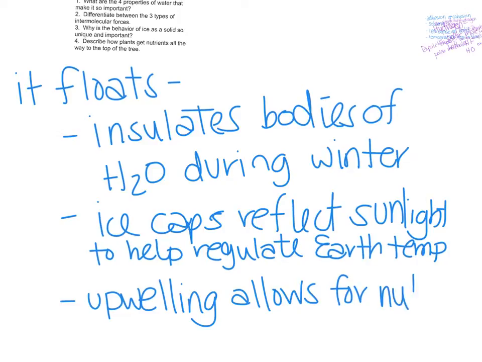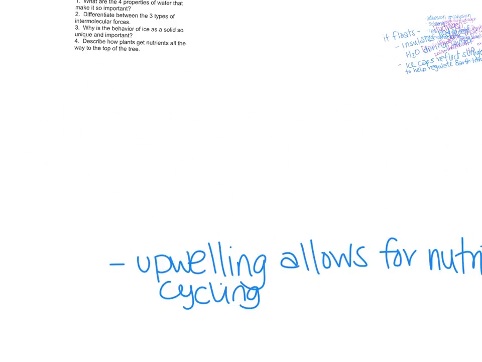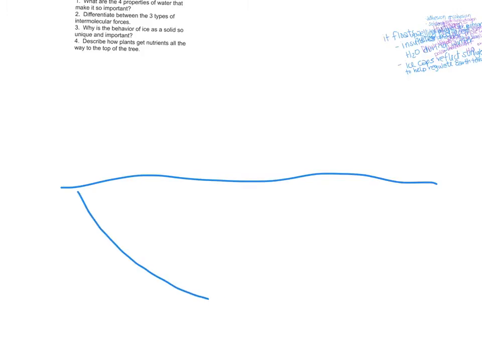What about nutrient cycling? Remember what we said? We said if this is my body of water, what happens, just like in your house? The cold is going to go down and the warm is going to go up. And it's going to keep doing that. As it starts to turn cold, it's going to start going down. So you end up with this upwelling effect.